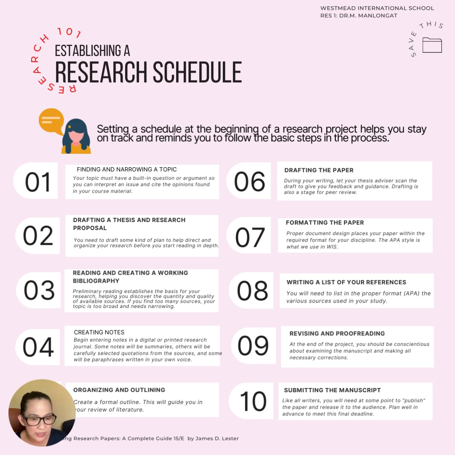The next step is reading and creating a working bibliography. Preliminary reading establishes the basis for your research, helping you discover the quantity and quality of available resources. As I've mentioned in class, if you look, for example, in Google Scholar for a particular topic and you find a lot of hits related to your topic, if there are just too many sources, your topic is too broad and needs further narrowing, or your topic has been widely researched already, and you should think twice about pursuing that same line of interest. You can still do something on that topic, but you have to really look for the knowledge gap, and that will be a really challenging task.